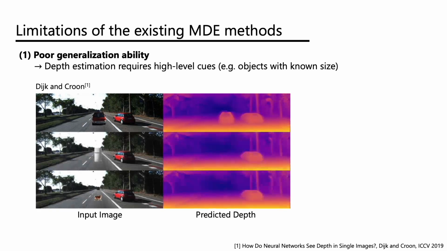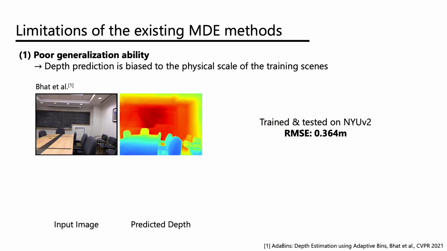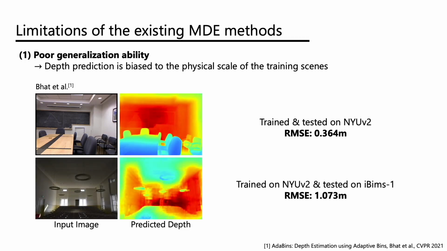When presented with an object that was not included in the training set, the network can fail to predict the right geometry. The prediction is also biased to the physical scale of the training scenes. So if the network is trained on small rooms, like the ones in NYUv2, the accuracy is likely to be lower for large rooms in iBims-1.